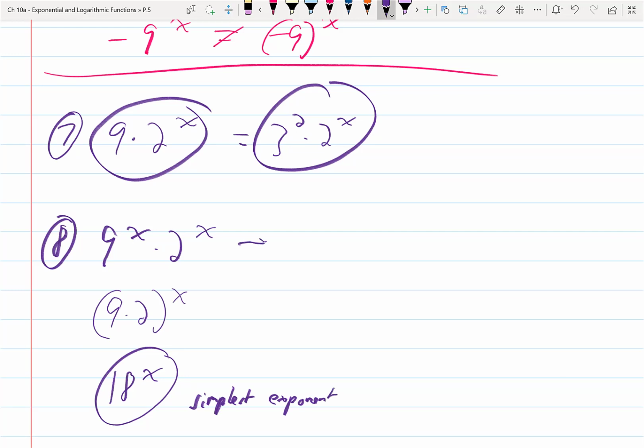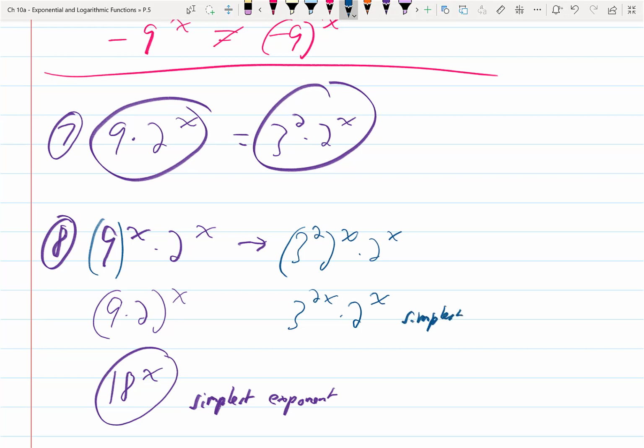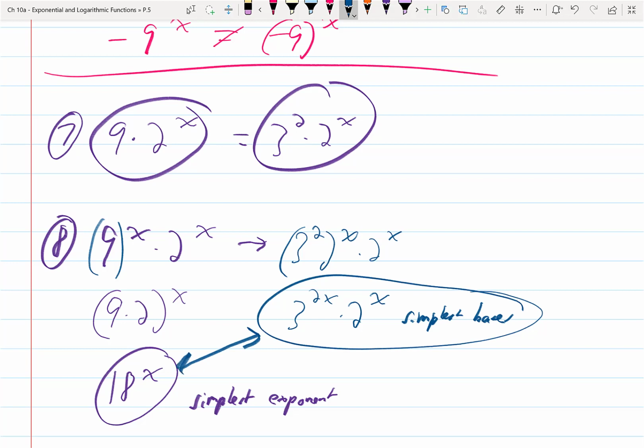You could actually make them have simpler bases. I could say this 9 could be really 3 squared, which would then be 3 to the 2x times 2 to the x. And that's not the simplest exponent, but that is the simplest base. My point is that you're going to have multiple forms of the same numbers, and you would have to know how to move them back and forth depending on what the problem might call for.